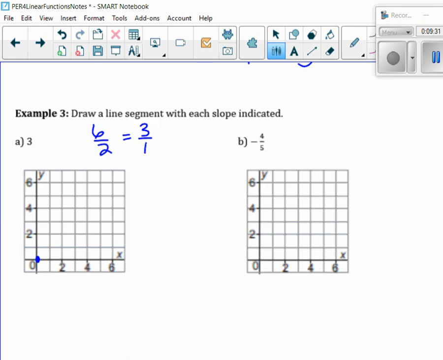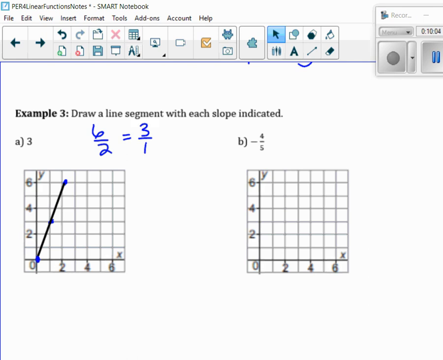We're going to go up 3, 1, 2, 3 over 1. Or you could go up 6, 1, 2, 3, 4, 5, 6 over 2. Does everybody see if I connect those dots, they would be on the same line segment? I hope everybody has a ruler. Oh, my ruler did not connect the dots very good. There we go.